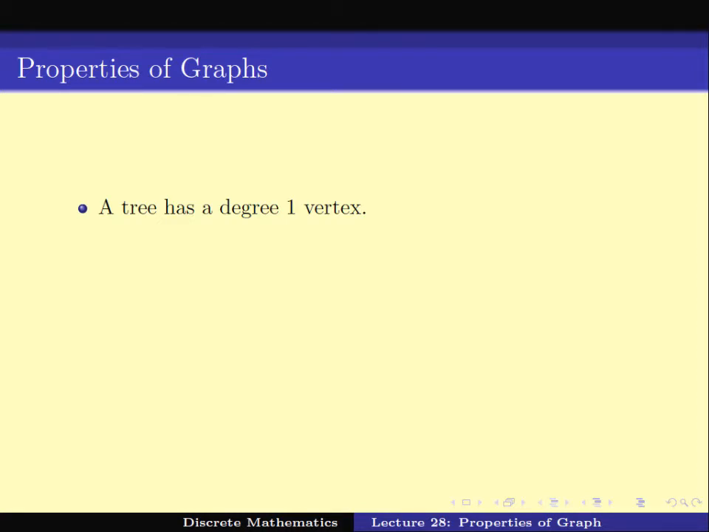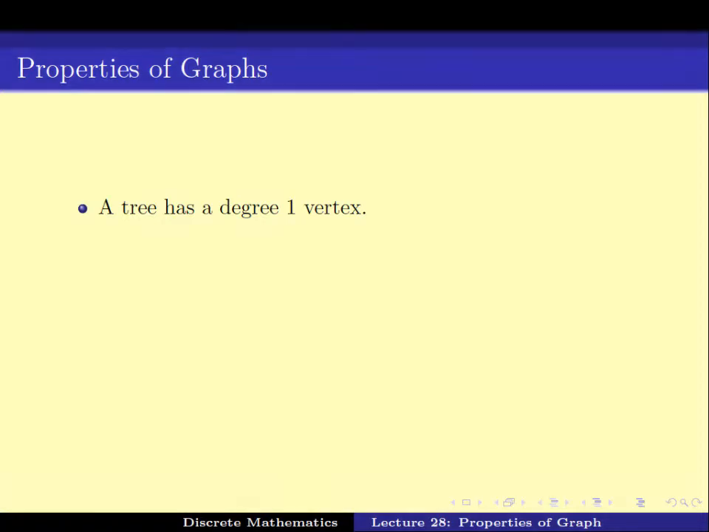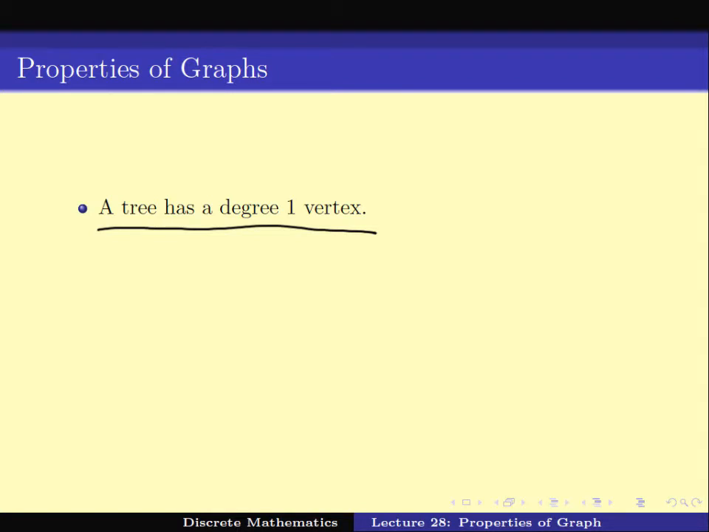Now, here is one very important property of trees. A tree has a degree 1 vertex. Can someone see how to prove this statement? We prove it by contradiction. If this is not the case, that means all vertices have degree greater than or equal to 2.